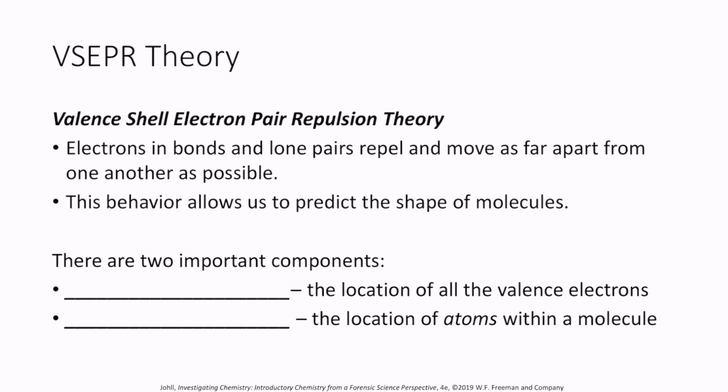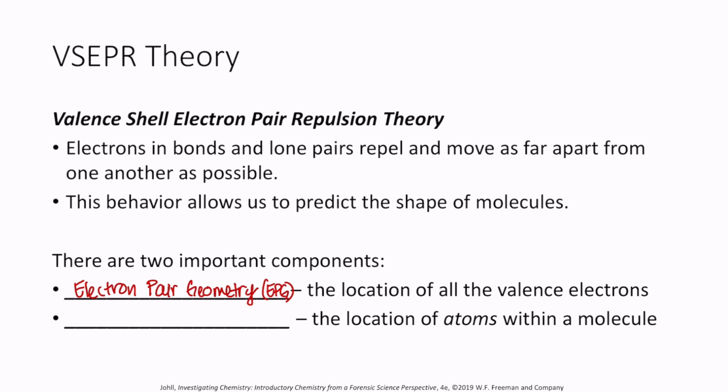They don't want to be close to each other. So VSEPR is just a way of talking about how electrons are going to repel and they want to be as far apart from each other as possible. So this behavior allows us to predict the shape of different molecules. We have two important components to VSEPR theory. We have the electron pair geometry, which we will abbreviate as EPG. And this is just the location of all of the valence electrons.